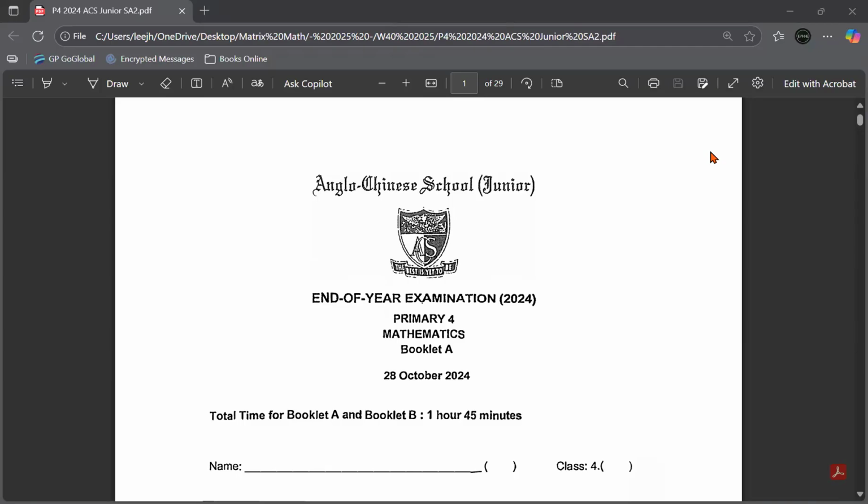P4 week 40 exam paper review. So I'm just going to write here P4 week 40. Wait, I messed up my marker. Okay, so this is the P4 week 40 2025 exam paper review from Anglo-Chinese School, ACS Junior. Okay, so I'm going to the first question.